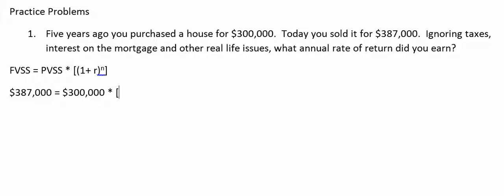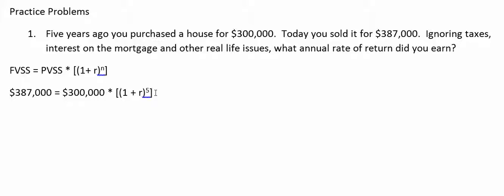I don't know my rate, so I'm going to go 1 plus r, and r is just the unknown at this time. I do know my time period, that's 5. And again, that's an exponent. So what I'm going to do is divide both sides by $300,000 to make this $300,000 cancel. I'll be left with this on a side by itself.